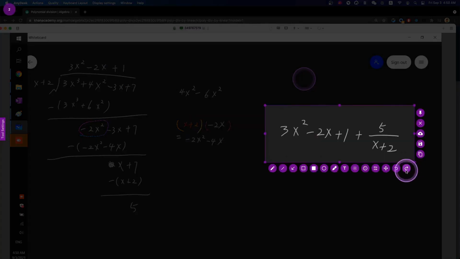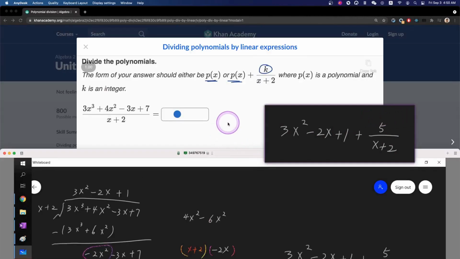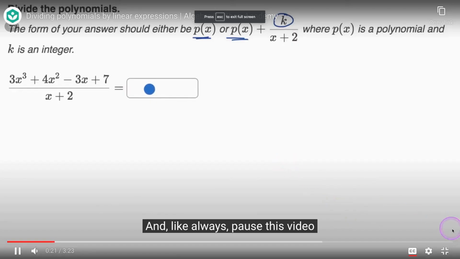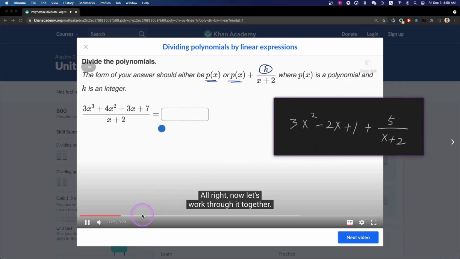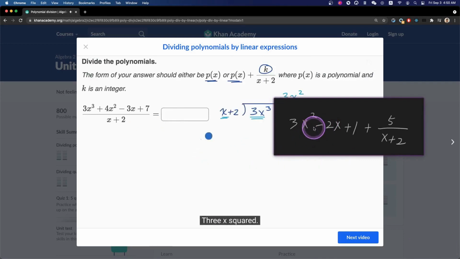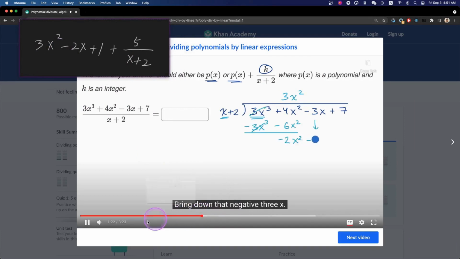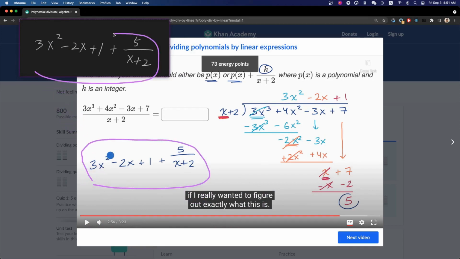So I'm going to take a picture and put it at the top, so that we could easily see if we got it right later. Like always, pause this video and try to do it on your own before we work through it together. All right, now let's work through it together. x goes into 3x squared, 3x squared times 2 is 6x squared. Negative 3. I just want to get the final answer as quickly as possible. Alright, so finally, the solution is just like what I did right in here.